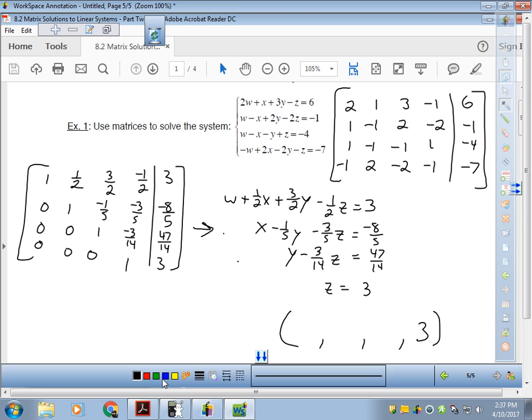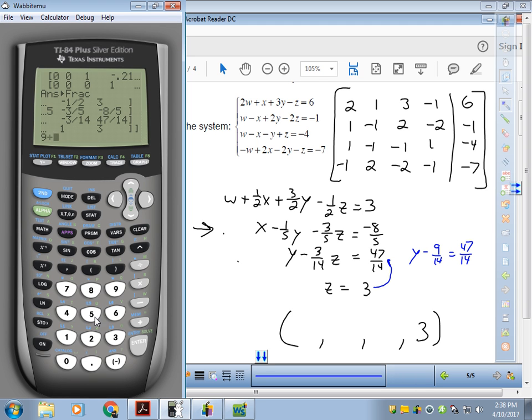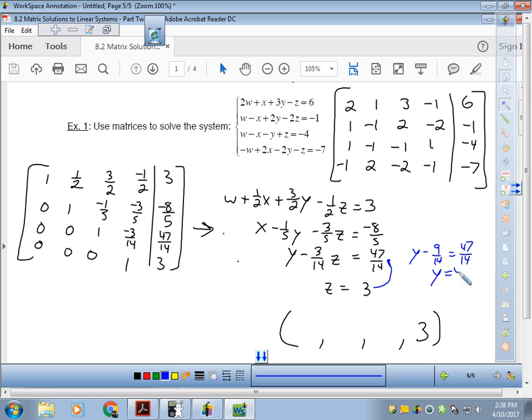So in terms of our answer, we do know the z is 3, because that's our last one. To find the y, we're going to take this 3 and plug it in up here. So y minus 3 times 3 is 9/14 equals 47/14. Add that over, 9 plus 47, divide that by 14, we get 4. So y equals 4.